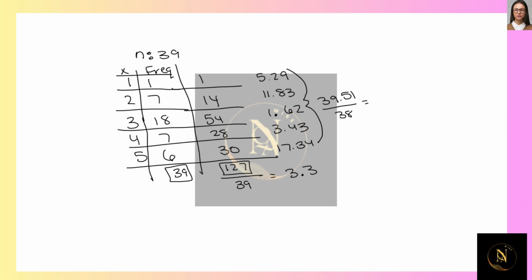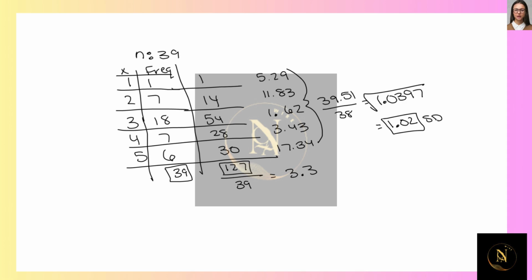39.51 divided by 38, and that's 1.0397. And I'm going to find the square root of that, and that is equal to 1.02. And so that is the standard deviation.